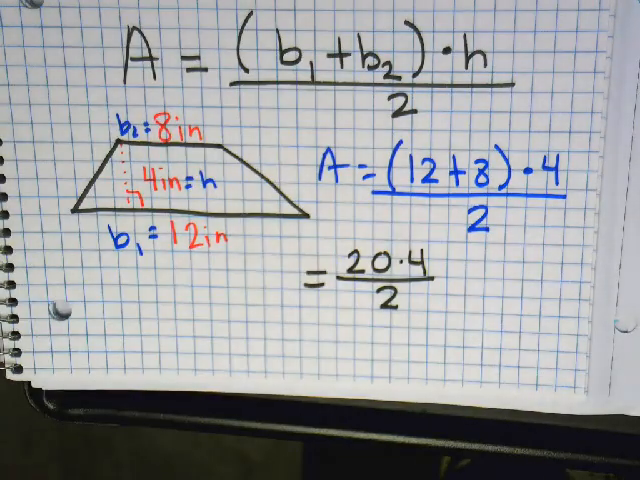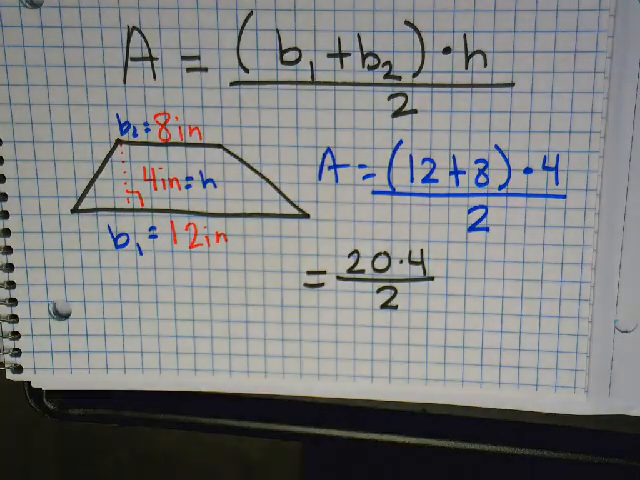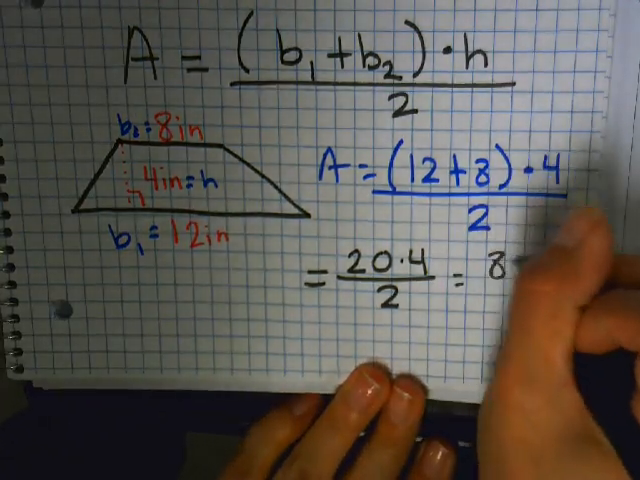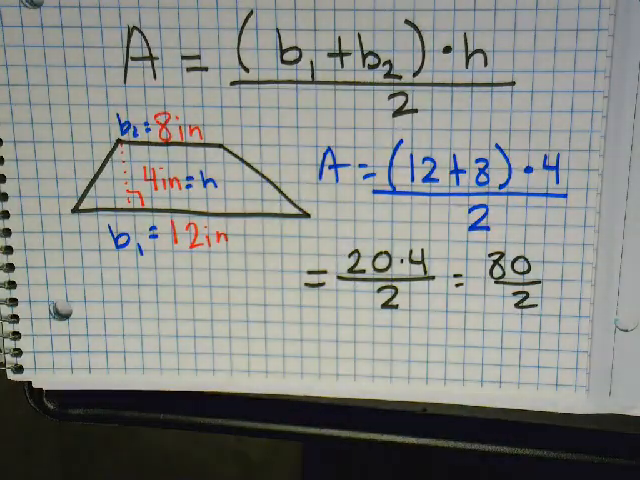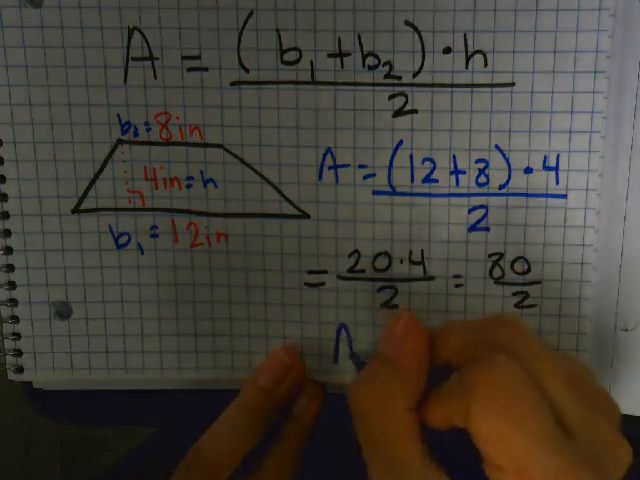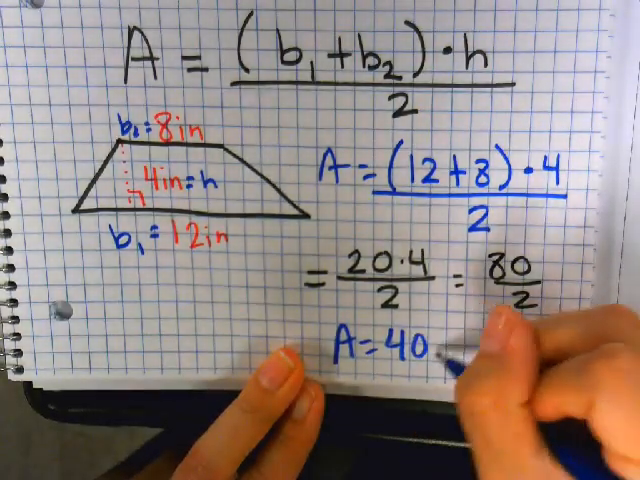Ooh, what's 20 times 4? Kevin? 80. Kevin? What is it? 80. Thank you. I'm listening to you, Kevin. 80 divided by 2. What is 80 divided by 2? Alan? 40. All right, what are our units? Yep. So area is equal to 40 inches squared.